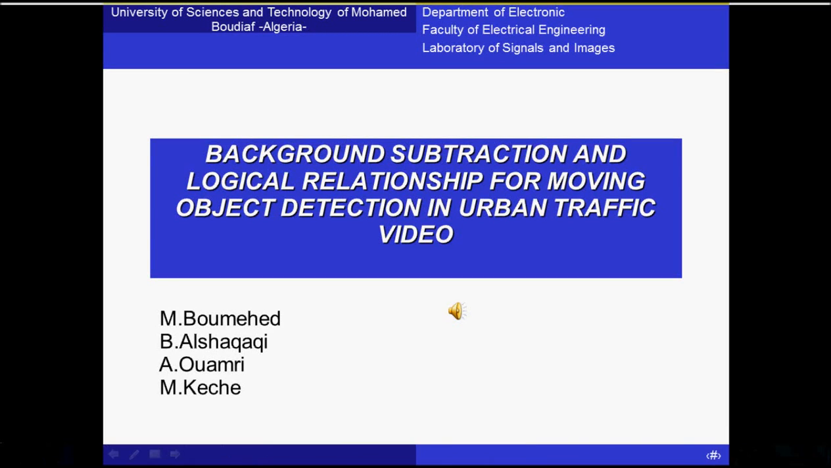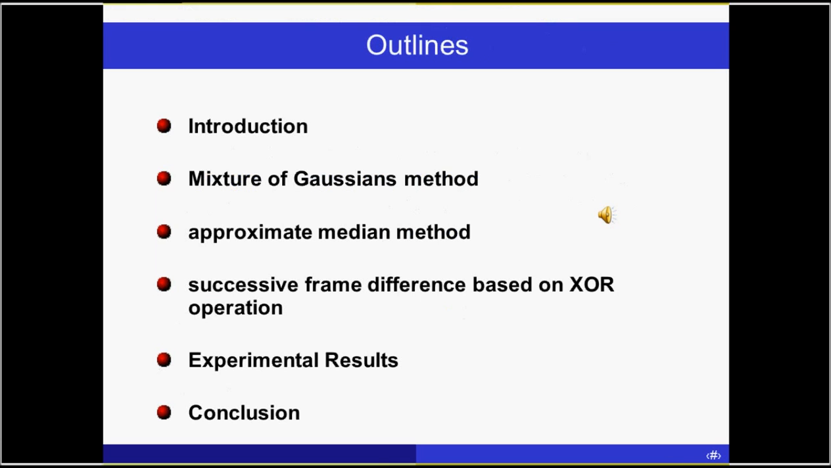I will present our framework entitled Background Subtraction and Logical Relationship for Moving Object Detection in Urban Traffic Video. This presentation is divided into the following parts: Introduction, Mixture of Gaussian method, Approximate Median method, Successive frame difference based on XOR operation, experimental results, and finally conclusion.